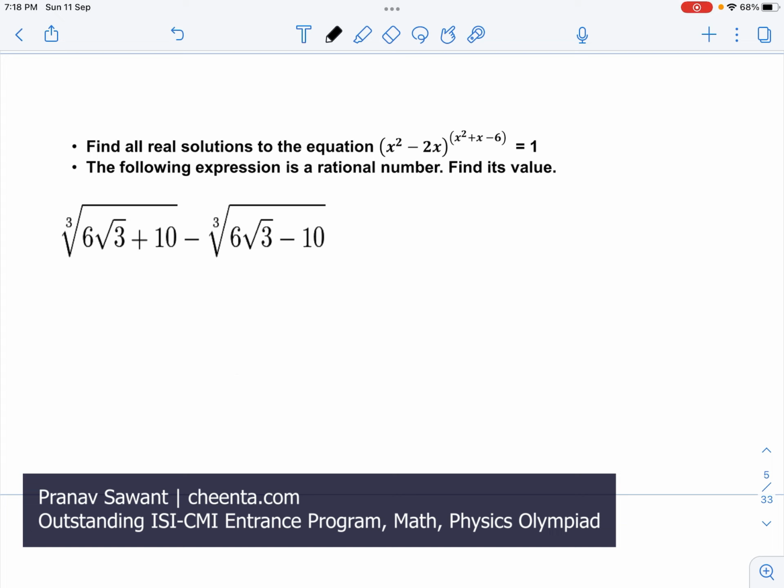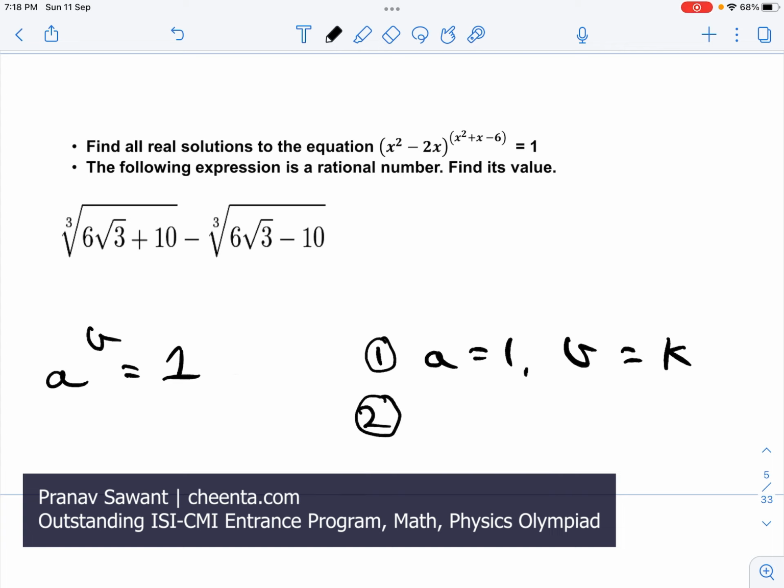Now, we can see that on the right hand side, we have 1. And whenever we have a raised to the power b equal to 1, there is only a certain set of solutions, right? So the first case may be where a is 1 and b can be any real number k. Right? 1 raised to the power anything is obviously 1. The second case might be when a is anything but b is 0. And obviously k raised to the power 0 is 1.